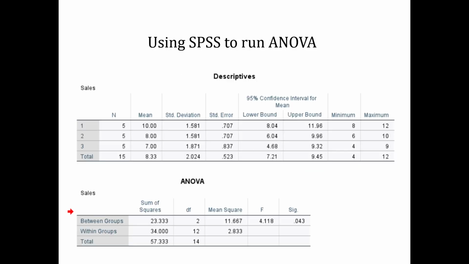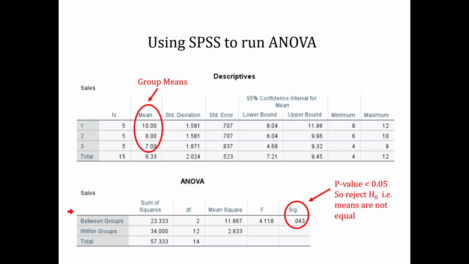The results of the ANOVA are shown in the table labeled ANOVA. The last column shows the p-value for the test of the null hypothesis that the groups are equal. You can see that the p-value is less than 0.05, so we can reject the hypothesis and conclude that the means are not equal. The descriptives table on top shows that Group 1 had the highest mean sales, followed by Group 2. That would be the takeaway from this analysis.